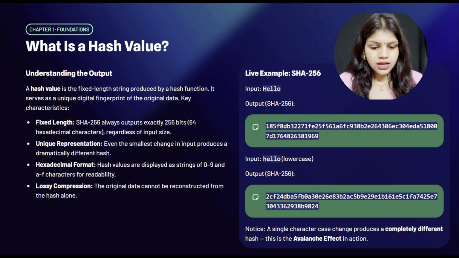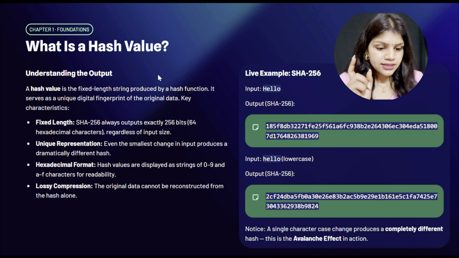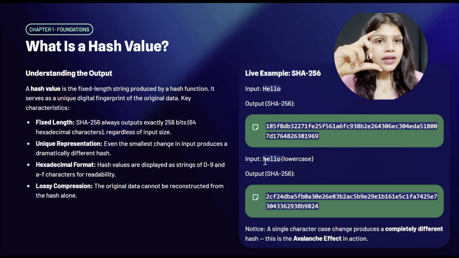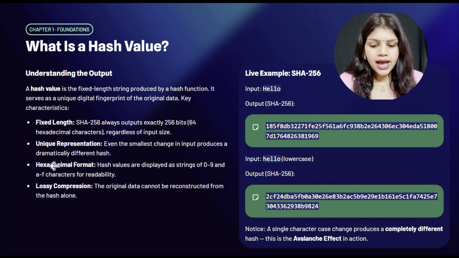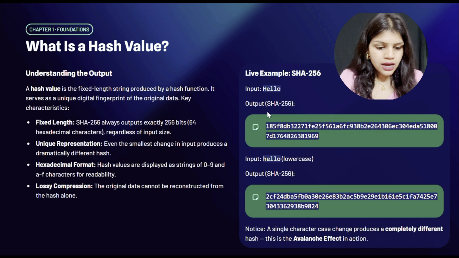And unique representation. You can see here just a small change, the uppercase H converted to a lowercase h, and the whole hash value has changed. So it is a unique representation. And hexadecimal format, where the strings use 0 to 9 and the letters A to F. Then there is lossy compression. The hash value, the output of hello, cannot be converted back into the input hello. That is what lossy compression is.